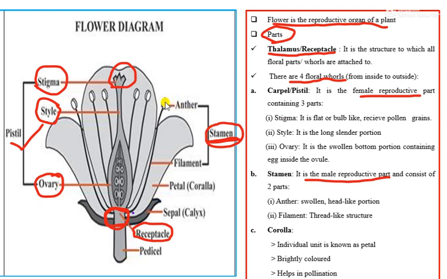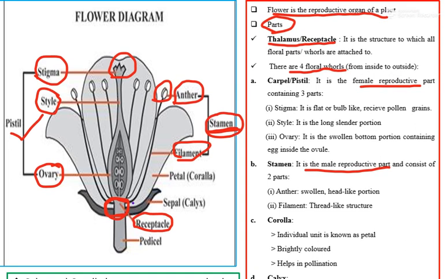How many parts can you identify in this structure? There are 2 parts, right? One is the swollen head-like portion known as anther. This part is held by a long thread-like structure known as filament. So we can say that anther and filament together comprises the stamen, and all the stamens in a flower are collectively known as androecium. Remember the term gynoecium and androecium.